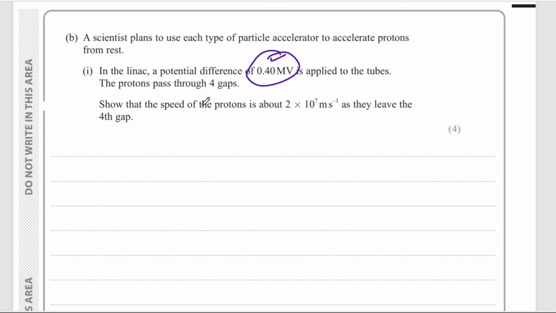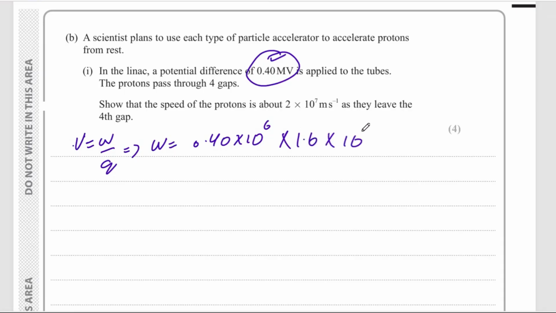1/2 mv squared. So the work done, since V equals W upon Q, has to be V times Q. You can see that the voltage has to be 0.40 times 10 to the power of 6, and you've got 0.4 times 10 to the power of 6. And after that, you've got the charge. What is the charge on a proton? It has to be 1.6 times 10 to the power of negative 19. So I'm just going to multiply them, and I'll have 2.56 times 10 to the power of negative 30, right? So you need to do it like this.